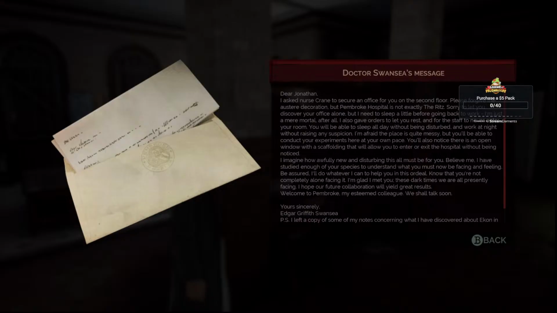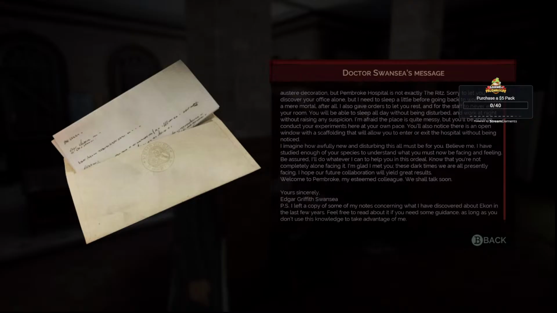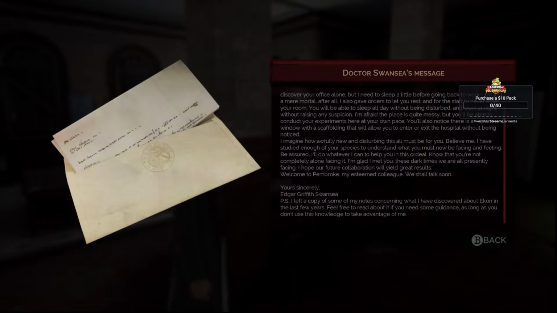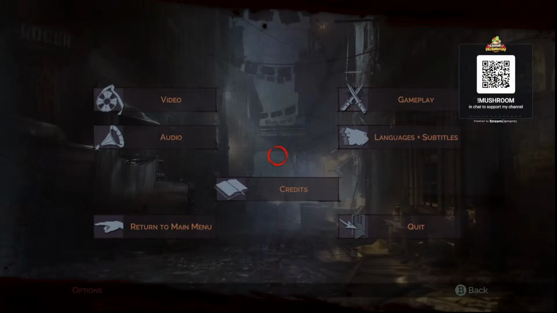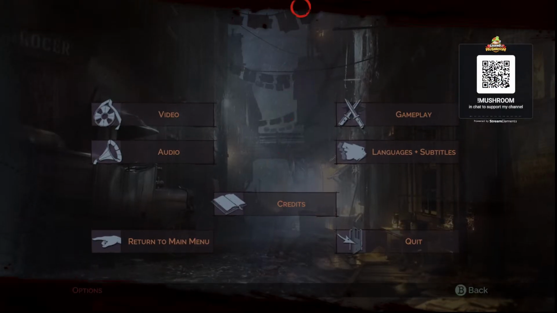Yes, I left a copy of some of my notes concerning what I have discovered about Ekin in the last few years. Feel free to read about it if you need some guidance, as long as you don't use this knowledge to take advantage.